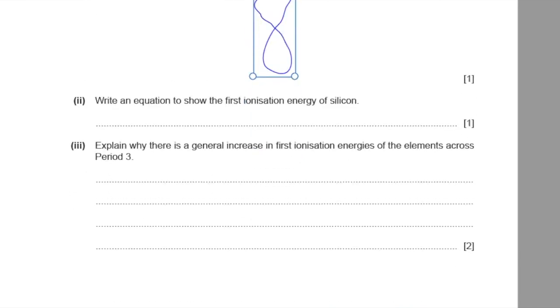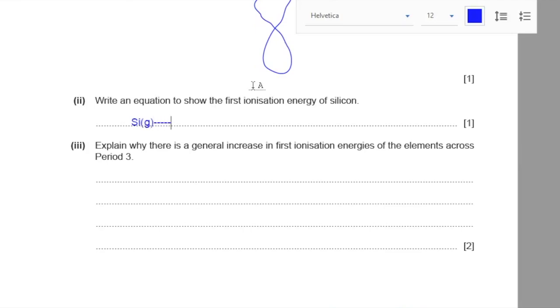Part 2. Write an equation to show the first ionization energy of silicon. So first ionization energy is taking the first outermost electron from the silicon atom. So silicon in gaseous state, an electron has been taken out from the outermost shell of silicon atom. So this becomes silicon ion with plus charge and still in gaseous state, an electron has been taken out.